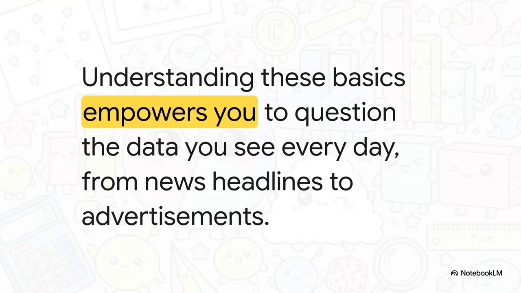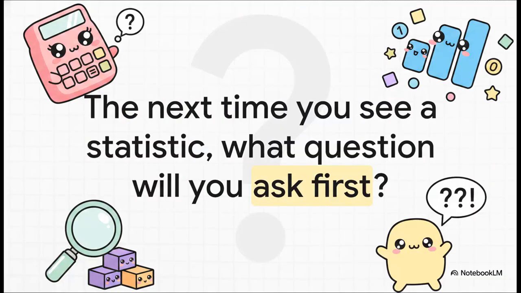And this, right here, is the real superpower. When you get these basics, it changes how you see everything. You're no longer just passively accepting the data you see. You're now equipped to look at a headline and ask those critical questions like, okay, which average are they using? And how spread out is that data really? Is there something big they're not telling me? So I'll just leave you with this one thought. The next time you see a statistic, in an ad, in the news, anywhere, what's going to be the first question you ask to find out what's really going on?